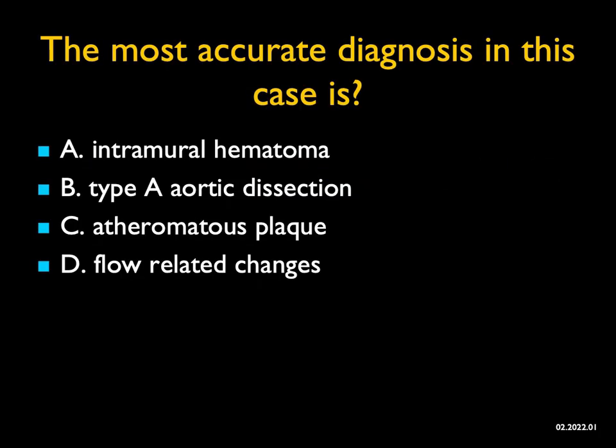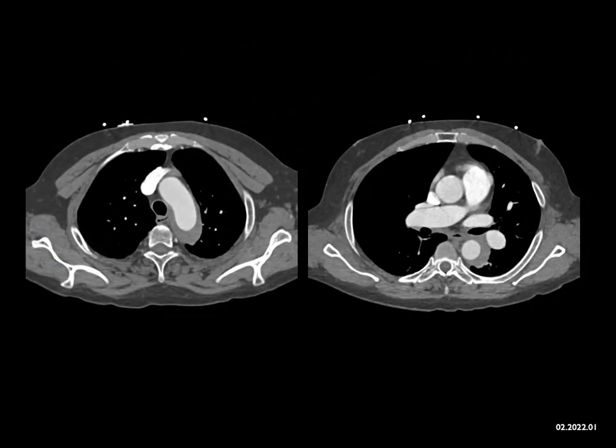In this first case, what's the most likely diagnosis? Well, if you look at the images, you see soft tissue thickening around the arch and descending thoracic aorta. It's higher density, probably about 90 Hounsfield units if you measured it. You don't see a dissection flap, and the aortic root looks okay.